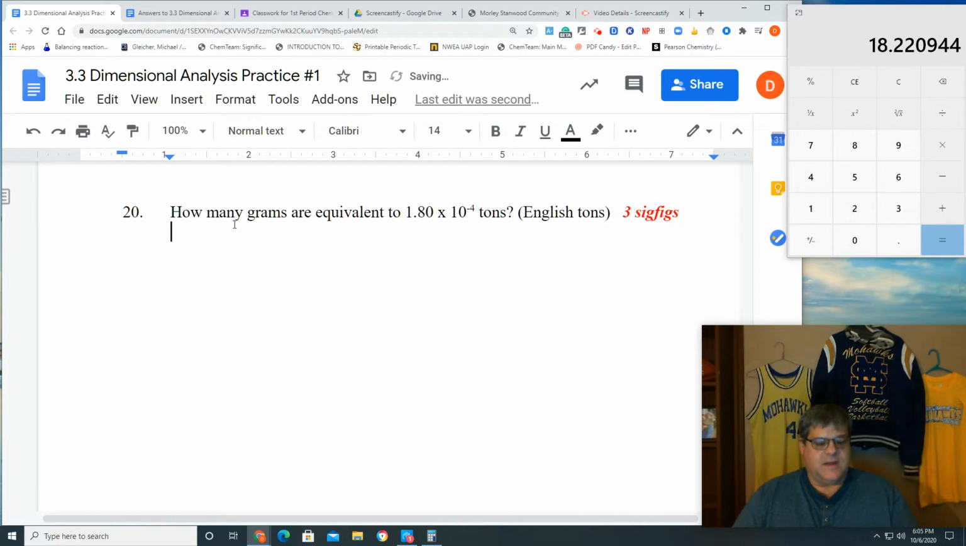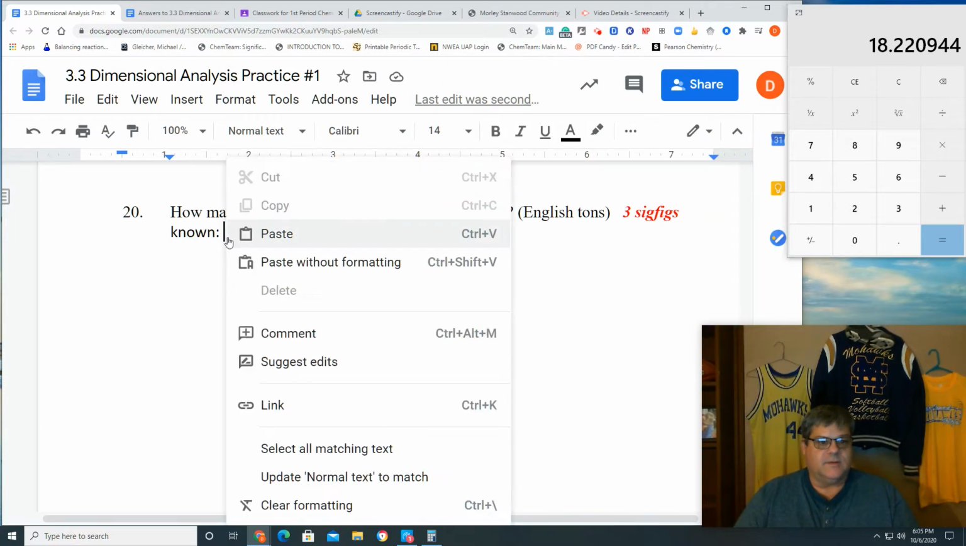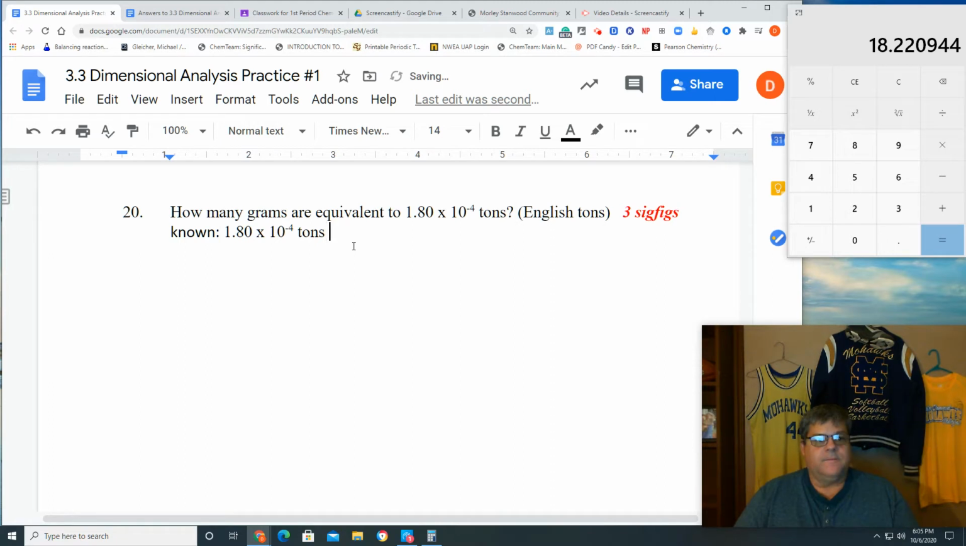And as always, we're going to make sure we can see it. So we're going to go ahead and write down what is known. And what is known is this right here. Since it is in scientific notation, I am going to cut and paste it. Now, what is unknown? What is unknown is the number of grams. So we're going from tons to grams.